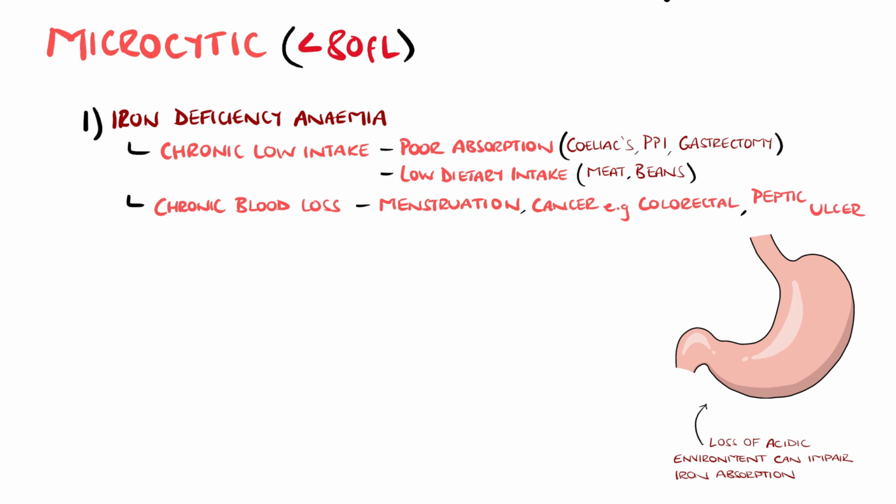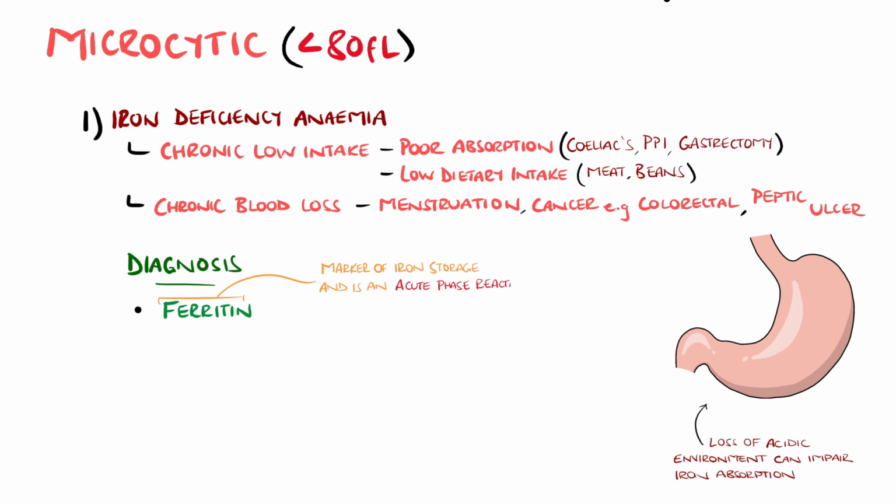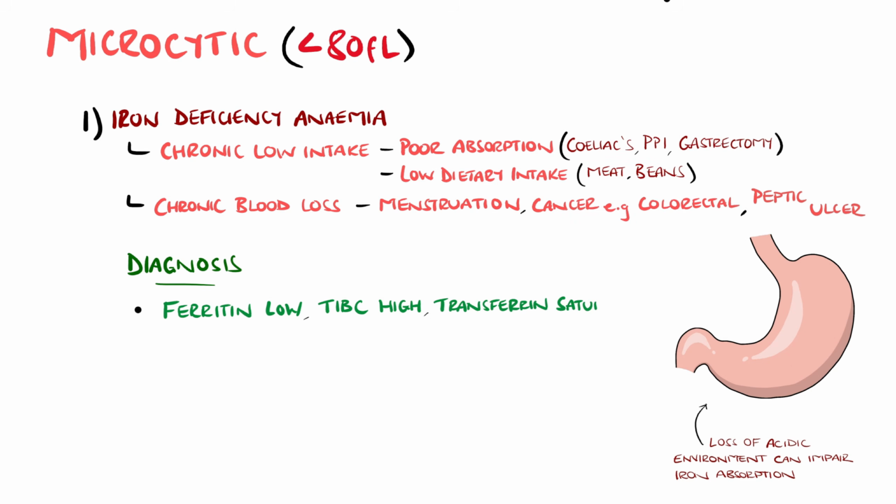Diagnosis features looking at iron studies, including ferritin, which is a marker of iron storage, which is low in iron deficiency anemia. Bear in mind, however, that ferritin is an acute phase reactant, and so rises with inflammation, which may mask iron deficiency. Total iron binding capacity is high, and generally this will be the opposite to the ferritin. And in this case, transferrin saturation is low.